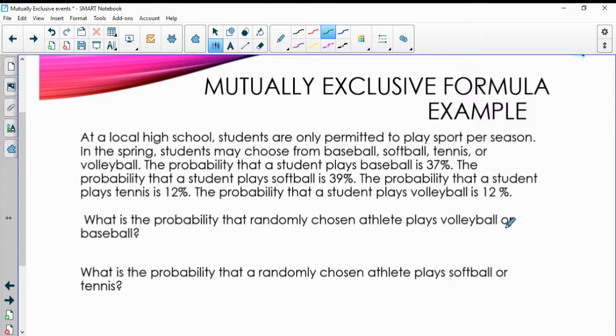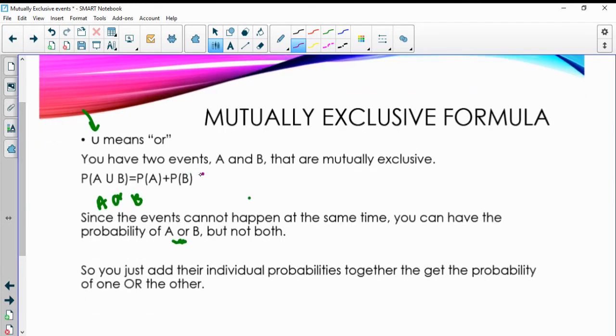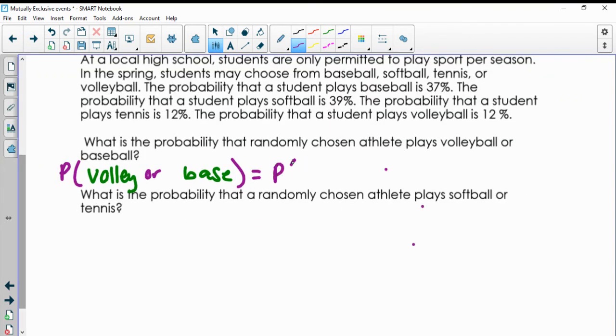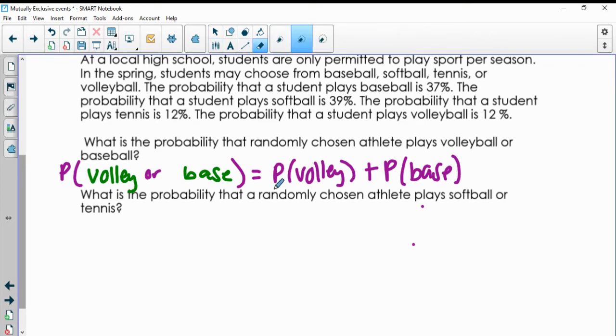Okay, and so we want to know what is the probability that a randomly chosen athlete, so we know that they play one of these things, plays volleyball or baseball. So our two things, we have volleyball happening and we have baseball happening. According to our little formula, we just take the two individual probabilities and add those together. So this is the same as the probability that somebody plays volleyball plus the probability that somebody plays baseball. And in case you aren't sure, this capital P right here stands for probability.